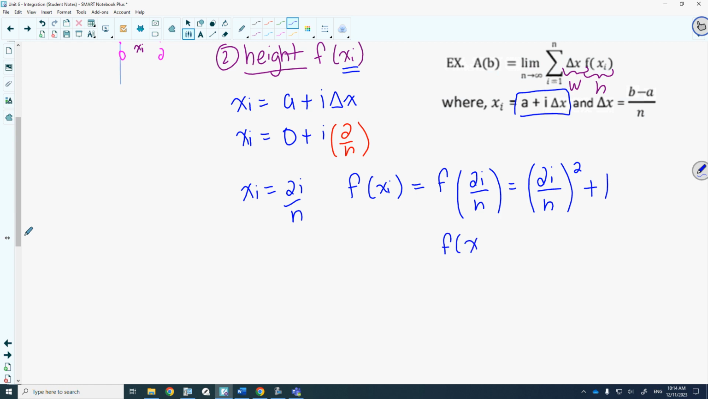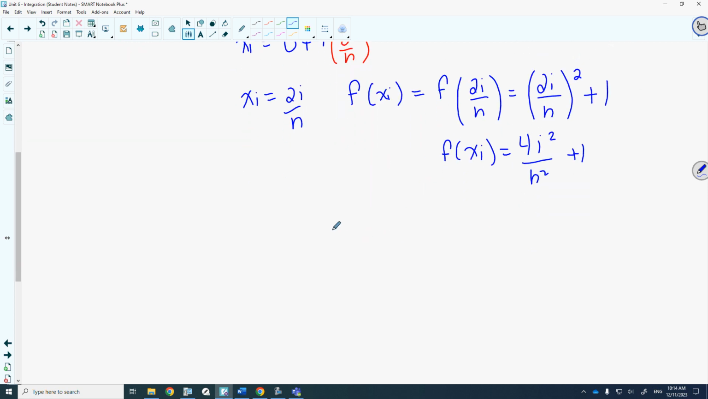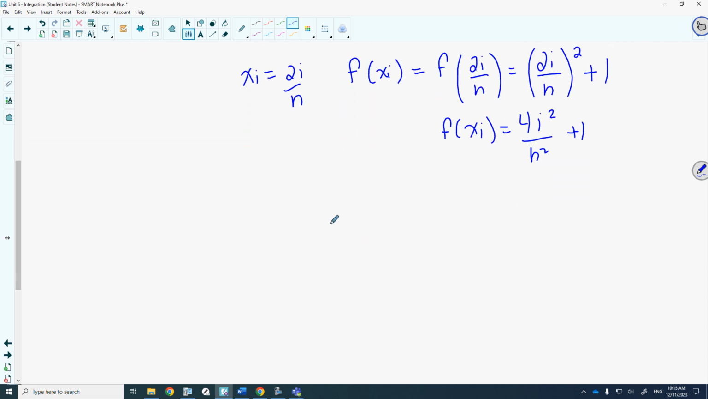F of x sub i is equal to 4i squared over n squared plus 1. Okay, so now that I've got the width and the height of each rectangle, I'm going to figure out the area of one rectangle, and then I'm going to sum up infinite rectangles. So that will take me to step 3, which is to find the limit.